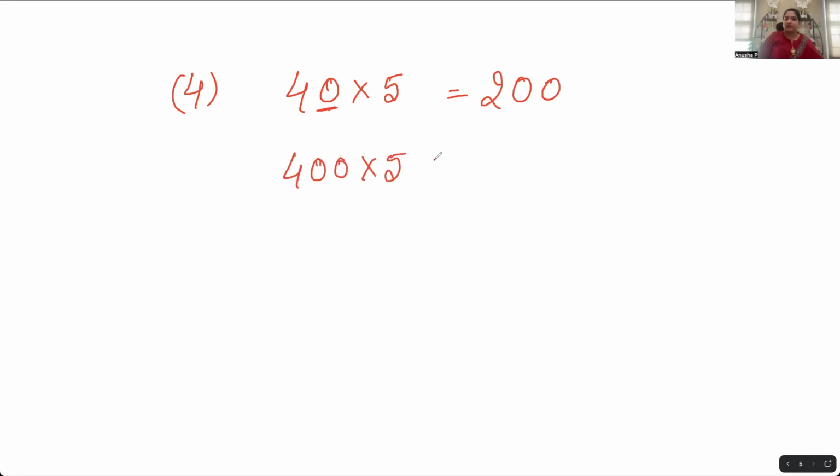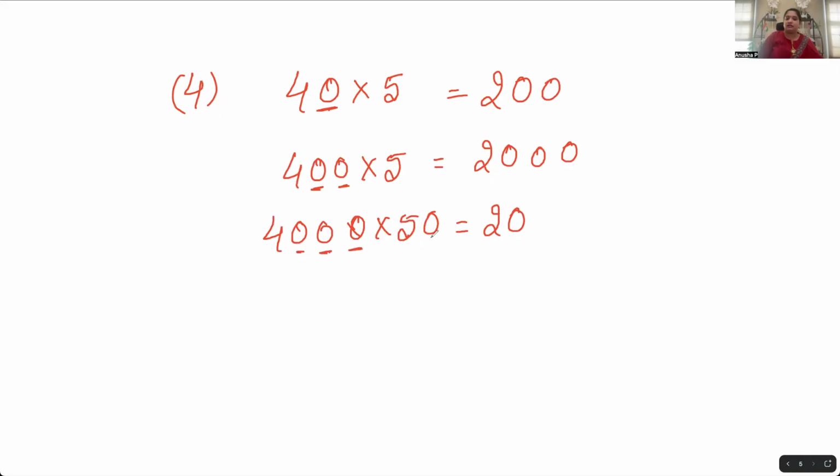400 times 5. We'll do 4 times 5 is 20. Because we have two zeros, we are keeping two zeros. 4,000 times 50. 4 times 5 is 20 and then we have four zeros: 1, 2, 3, 4. So you're keeping four zeros. So we'll call this number 200,000.